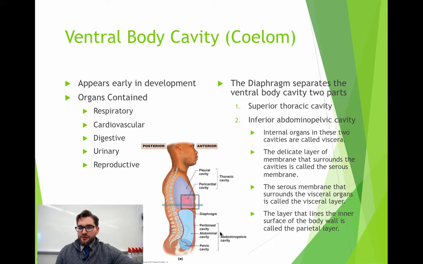That includes the peritoneal cavity, the abdominal cavity, and the pelvic cavity. So all three of those are portions of the abdominal pelvic cavity. Internal organs within these cavities are called viscera. The membrane that surrounds the cavity is the serous membrane. Any serous membrane that surrounds visceral organs is called the visceral layer. And the layer that lines the inner surface of the body wall is called the parietal layer.